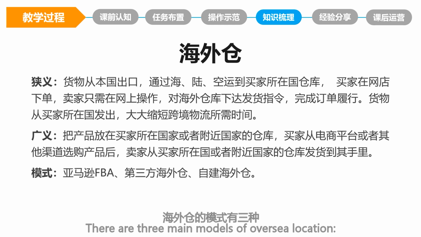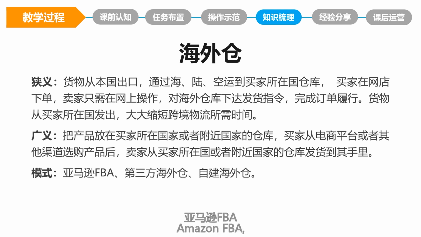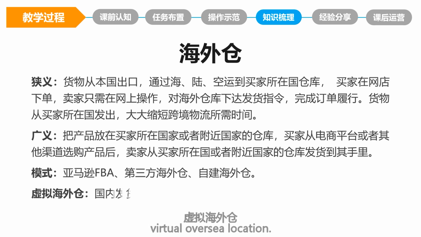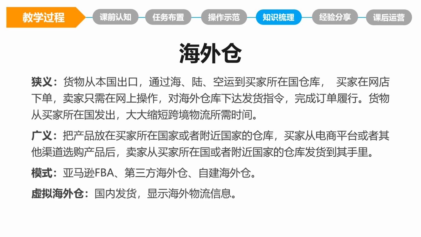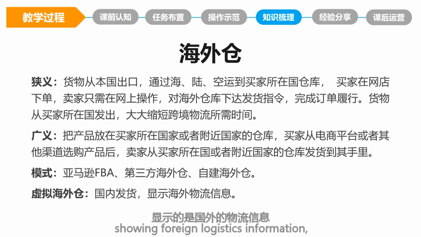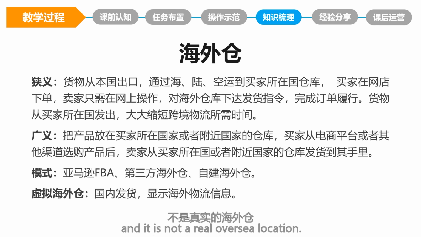There are three main models of overseas location: Amazon FBA, third-party overseas location, and self-built overseas location. You may have also heard of virtual overseas location. Virtual overseas location delivers products domestically, showing foreign logistics information, and it is not a real overseas location.